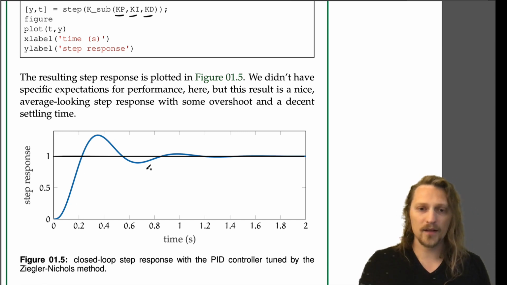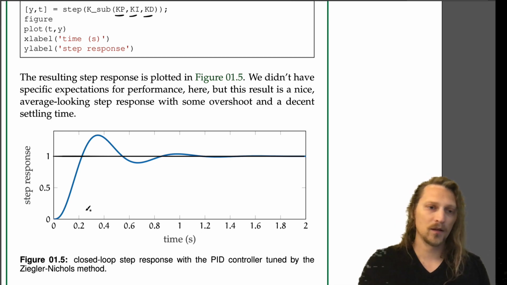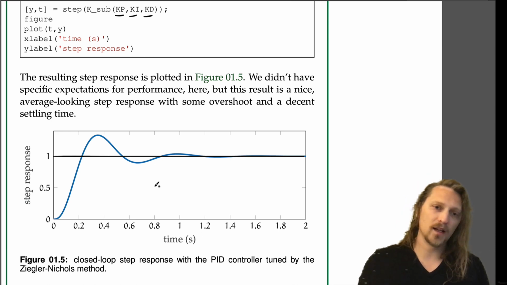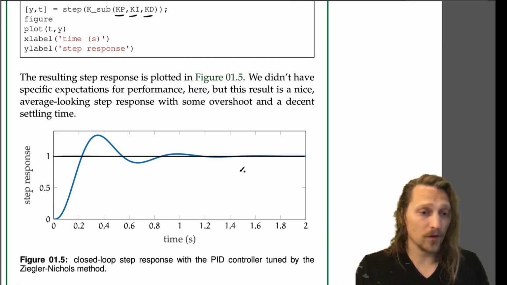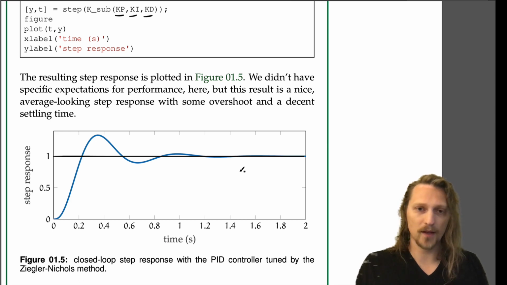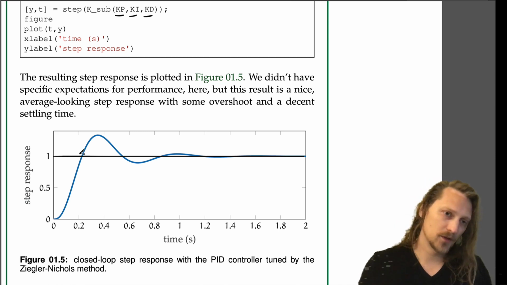When we command it to go to 1, the output goes to 1. And it does that in about 1.5 seconds. It's settled down to be pretty close to 1. But it does take 1 second or so. That might be just fine for the control system requirements that we have. And it also overshoots, right? So it overshoots. This is called overshoot here.